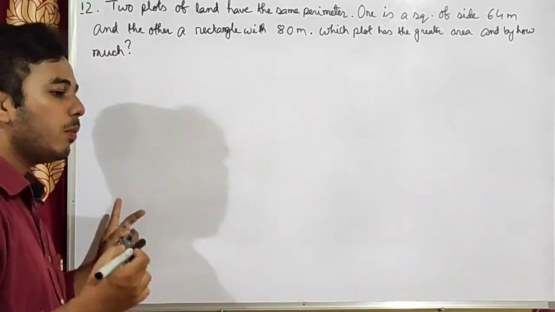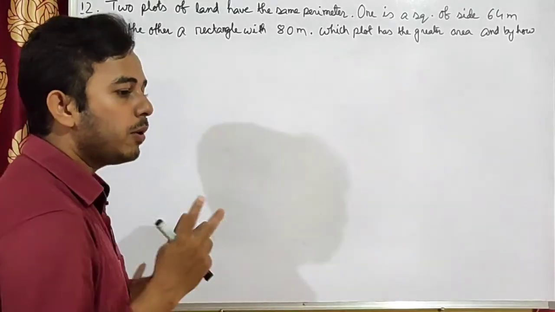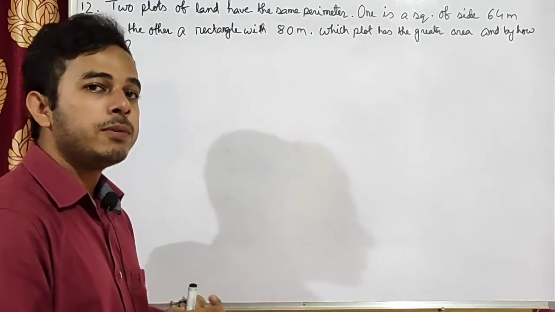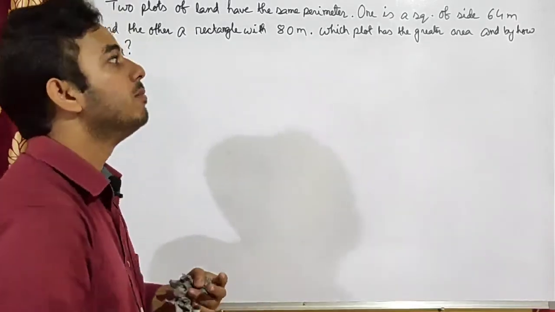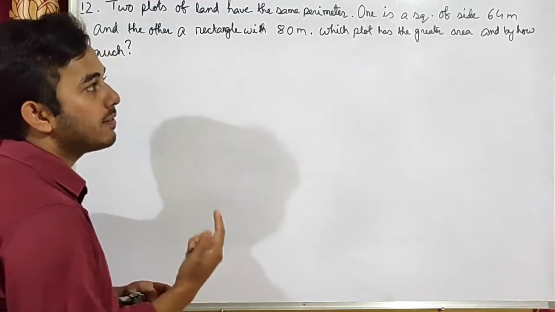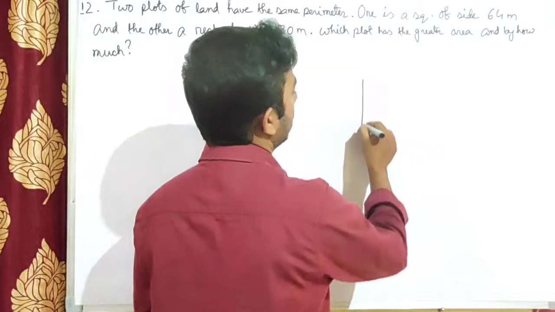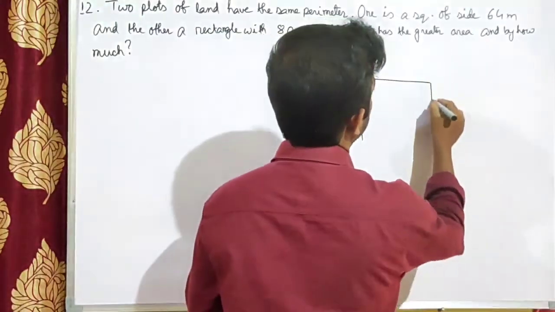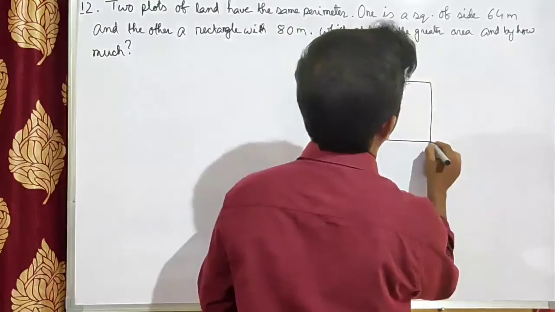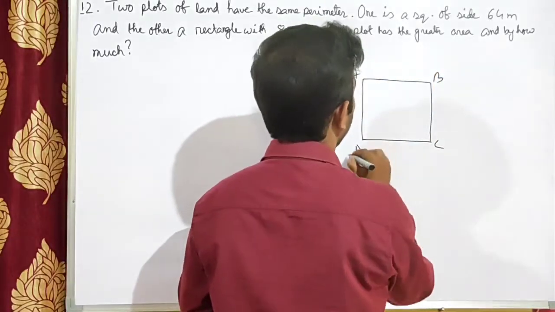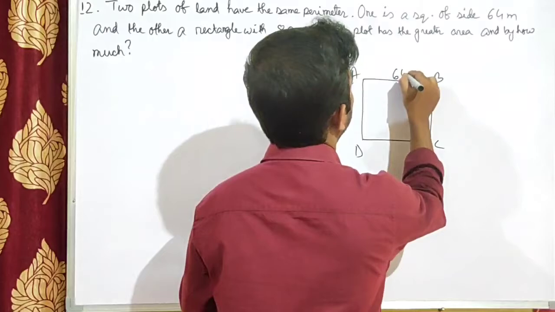That means we are having two plots of land, right? Their total length of the boundary is the same. Perimeter means length of the boundary. One is a square of side 64 meter. Let me draw one square. Suppose this is our square plot ABCD, and its side is 64 meter.